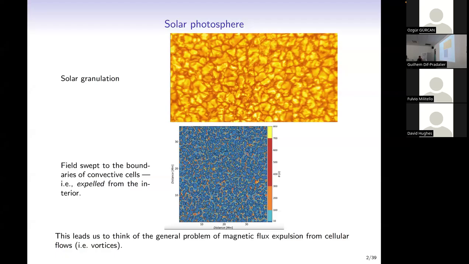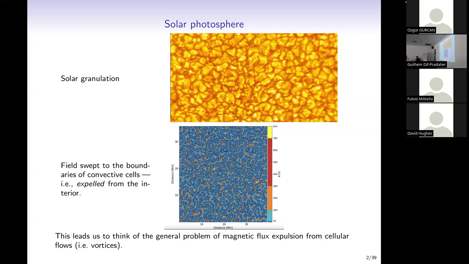So even without understanding the convection problem, one gets the idea that there is fluid cellular motion, which pushes magnetic field to the edges. And that's what is called flux expulsion. And it leads one to think in general about the canonical problem: if you've got a cellular flow, a vortex flow with a magnetic field, what happens?